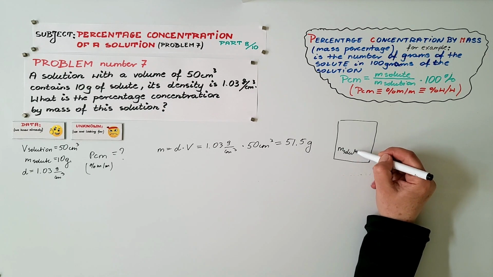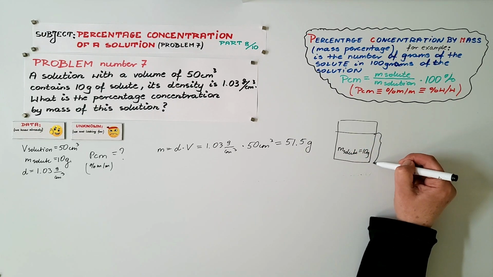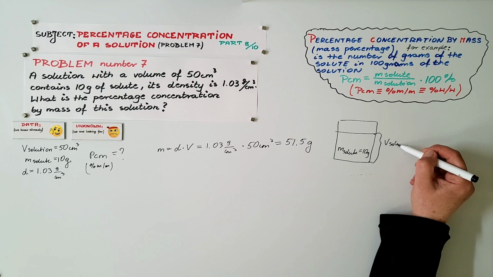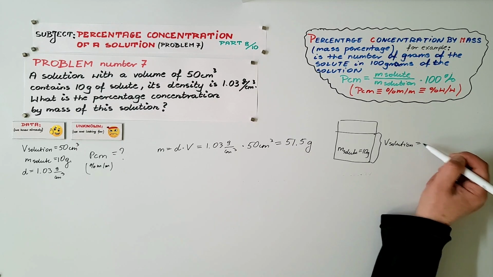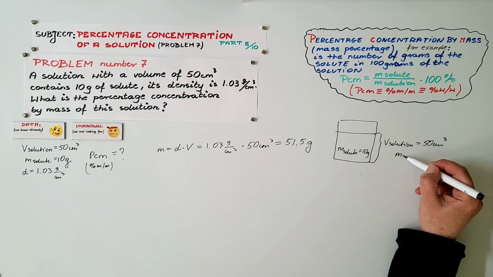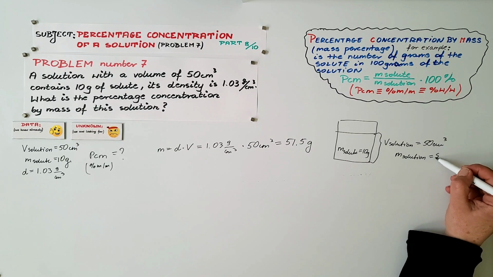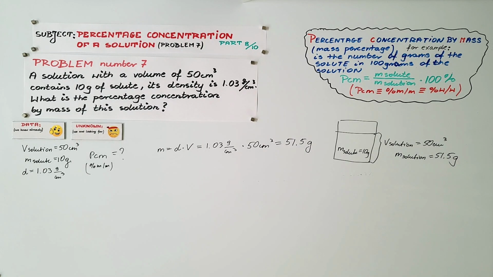solute 10 grams. And now we know the volume of our solution equals 50 cubic centimeters, and the mass of our solution equals 51.5 grams. So now we know the mass of our solution. Let's solve this problem in two ways, on the base of proportion and on the base of formula.